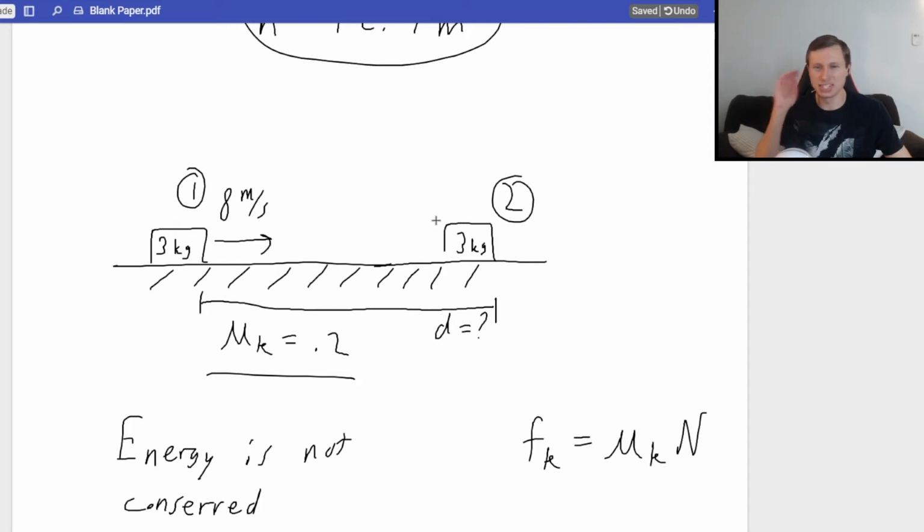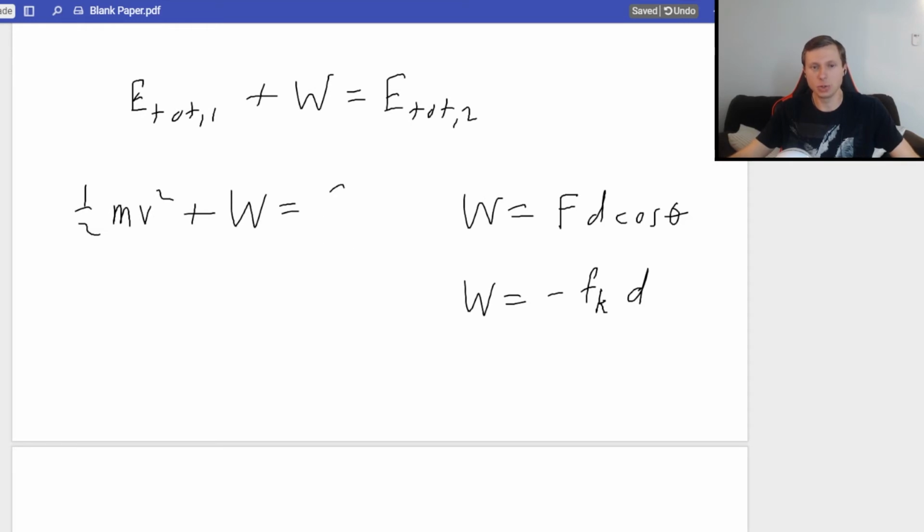I know you know it. It's 0. Velocity is 0 at point 2. Or maybe you had a feeling it was 0, but you were too afraid to say it. Why is it 0? Because it's coming to a stop. And because of that, there's no energy at point 2. I repeat, no energy, which means E total 2 is just 0.